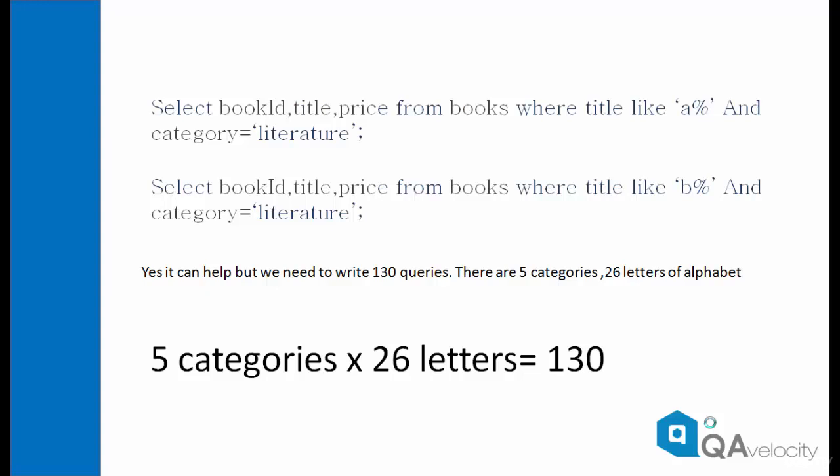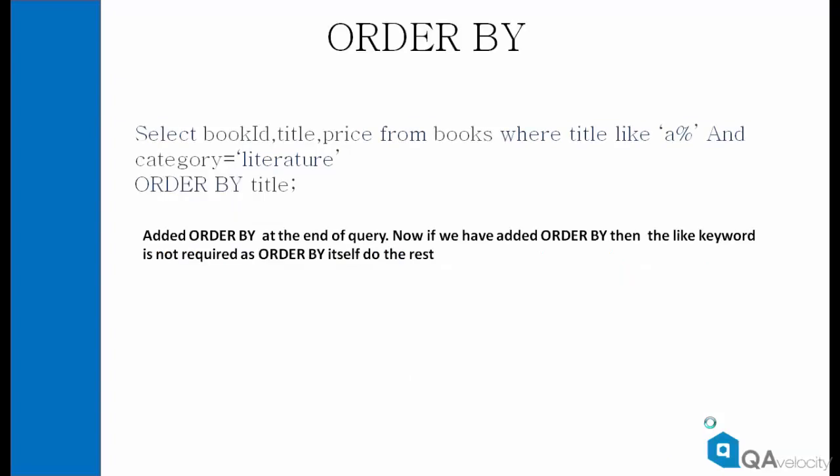So to track the order, the staff member modified the query and used the like keyword. So select book ID, title, price from books where title like 'A%' and category equal to literature, and the same for alphabet B. Now this can help, but the challenge is we need to write 130 queries, as there are 5 categories we have and 26 letters. If we multiply 5 categories with 26 letters, the combination would be 130.